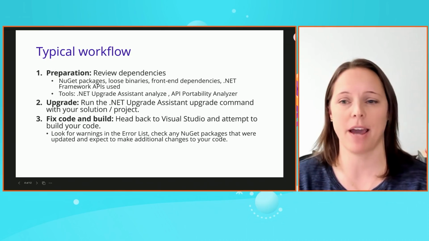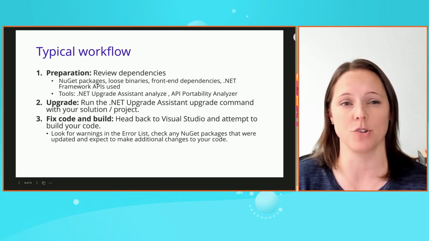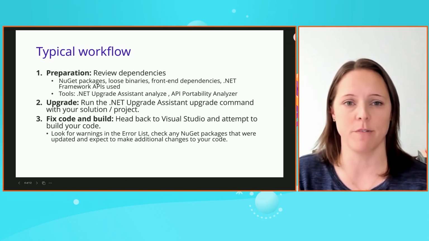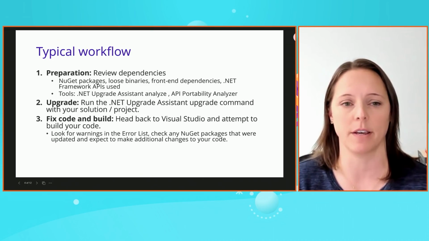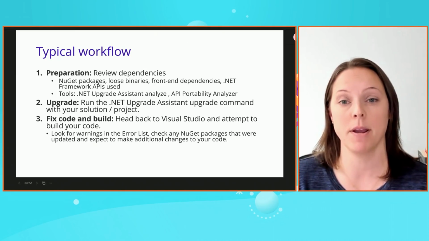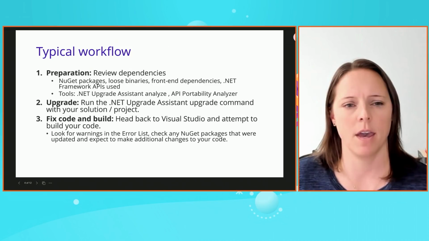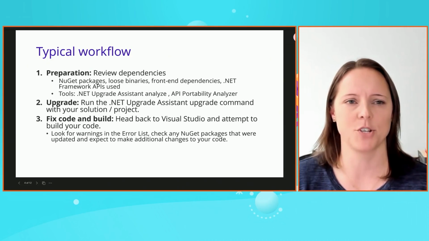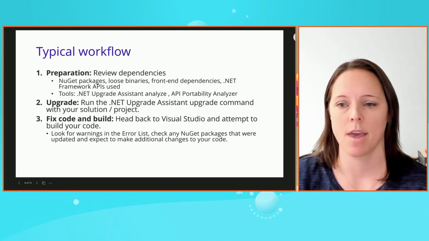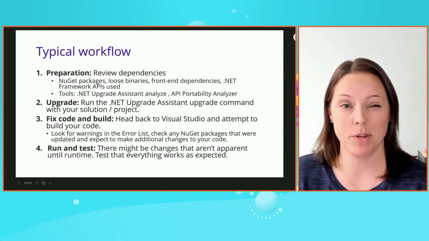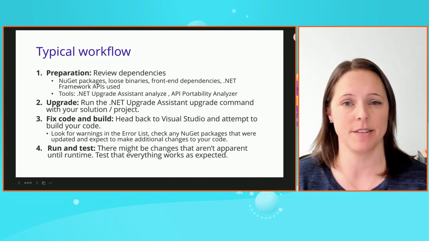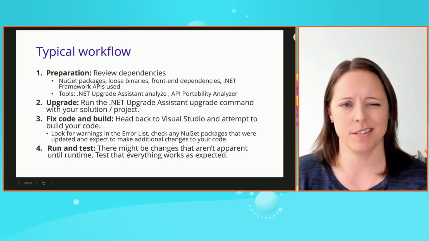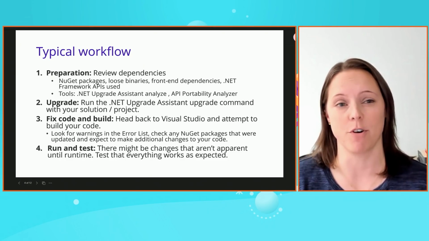And the third step is to head back to Visual Studio and attempt to build your solution. So the Upgrade Assistant doesn't do everything for you, and it's not intended to completely migrate your .NET Framework apps to .NET 6. So you're very likely going to need to update code in your app and identify parts that might not be supported in .NET 6. And it's also a good idea to check NuGet packages that might have been updated for any potentially breaking changes as well. And lastly, there might be changes that aren't apparent until runtime, so you'll want to test that everything works as expected. And this is also a good time to move those unit test projects over as well.